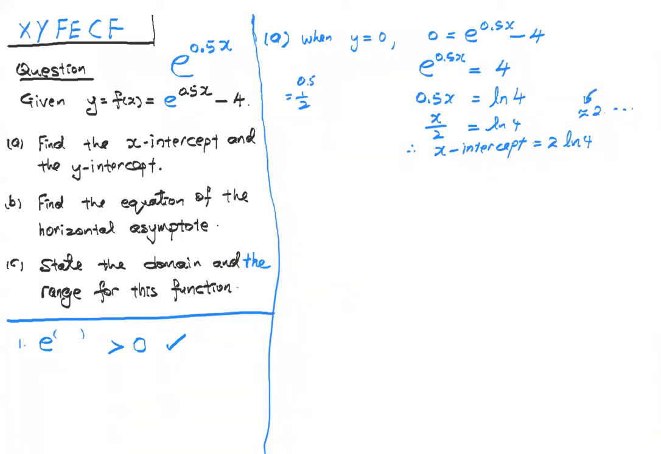Okay. So when we want to find the y-intercept, when x equal to 0, my y will be equal to, or my f(0) will be equal to e to the power of 0 minus 4. All of us have to remember that e to the power of 0 is 1. 1 minus 4, I got -3.